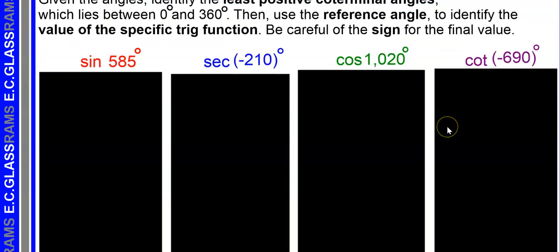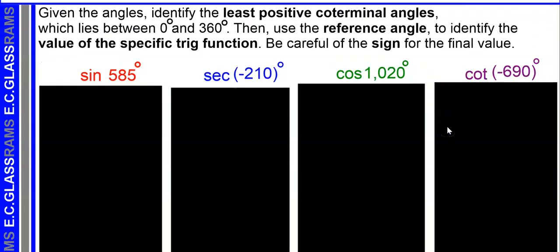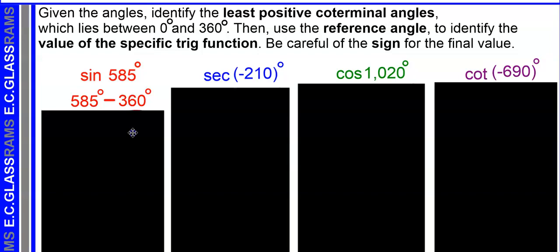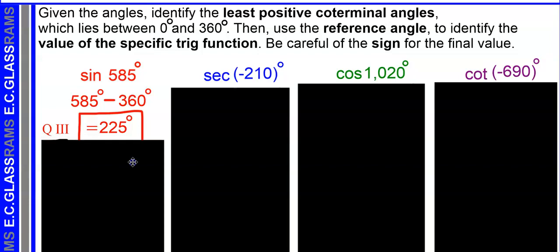So let's get started. First thing is we have the sine of 585 degrees. We know that it is beyond 360, so we want to subtract 360 from it in order to find the coterminal angle between 0 and 360. So our answer comes out to be 225 degrees, and we know that's in the third quadrant. Now, if it's in the third quadrant, then we can take this coterminal angle and use it to find the reference angle.